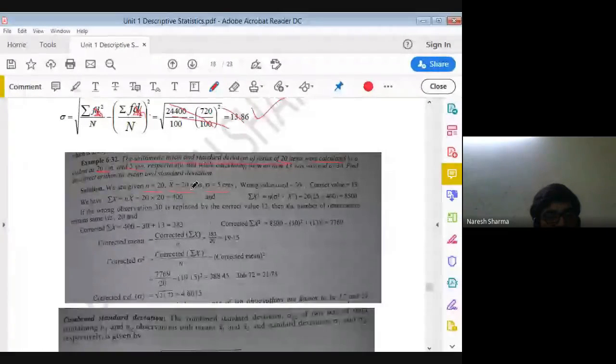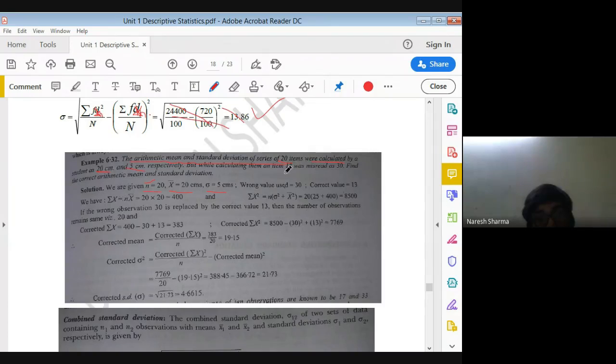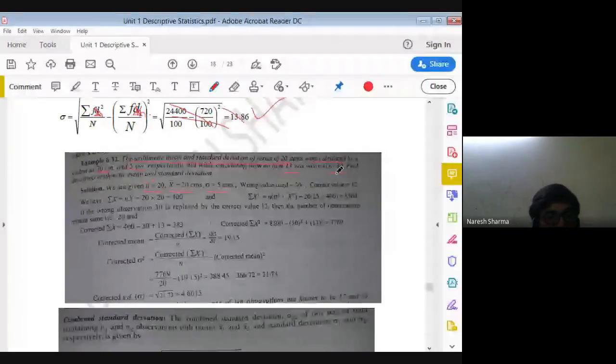Items are 20, so n is also 20. But while calculating them, an item 13 was misread as 30. So a calculation error is there because of that wrong entry. Find the correct arithmetic mean and correct standard deviation.